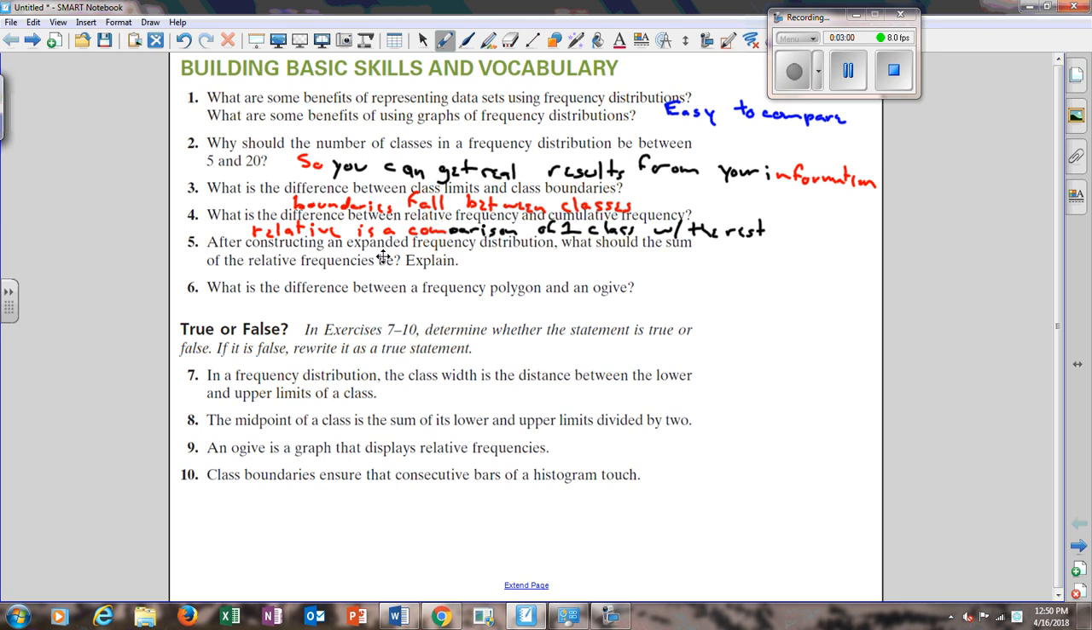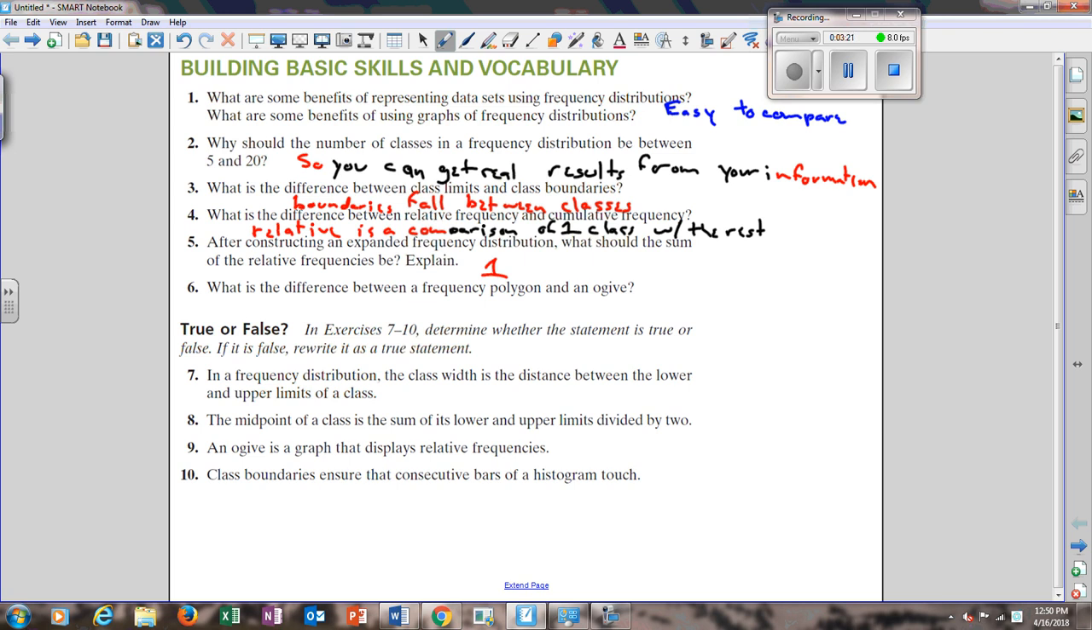After constructing an expanded frequency distribution, what should the sum of the relative frequencies be? They should all add up to 1 because they should all be like a percentage, like 0.2, which is 20%. So adding them all up, they should all add up to 1, which would be 100% of the distribution.